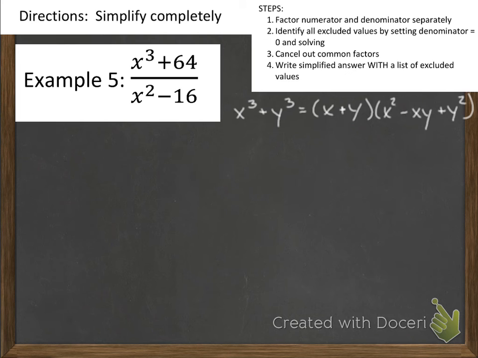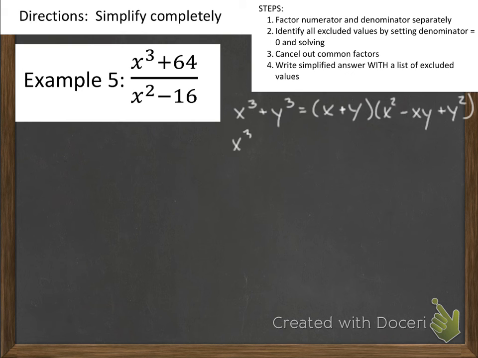All right, let's do another problem. So this time we have x cubed plus 64 divided by the quantity x squared minus 16. So the numerator is a perfect cube, and I took the liberty of writing out the way to factor that here. So let's break this down.